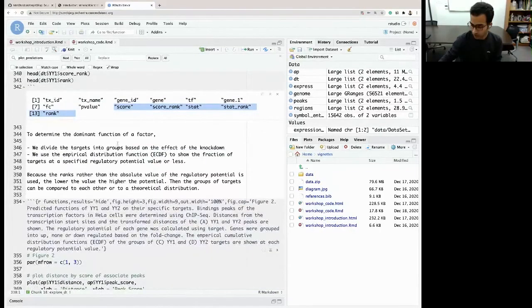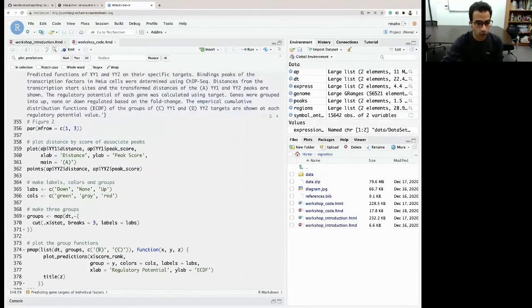To determine the dominant function of the factor, I said we could use the empirical cumulative distribution function. But first, we need to divide the genes, the targets, into groups based on the effect of the knockdown. So, for example, we could divide them into positive and negative change, or upregulated and downregulated. And then we show the empirical distribution function for each. Then we can visualize the effect, and then we can test them using the test predictions provided in the package.